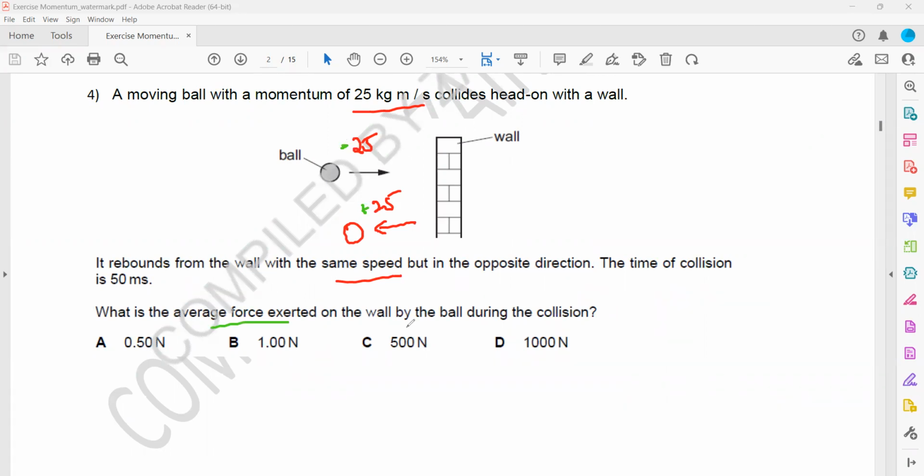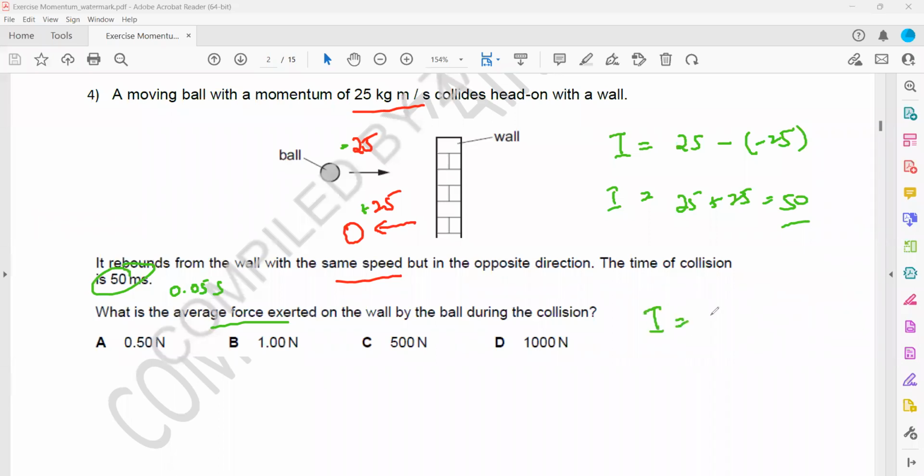So we need the average force and the time is 50 milliseconds. So 50 divided by 1000, so 0.05 seconds. First we'll find the impulse. Impulse is the final momentum minus the initial momentum. Or when the direction changes, we can simply add the momentums. So this will be 25 plus 25, which equals 50. So we have the impulse 50.